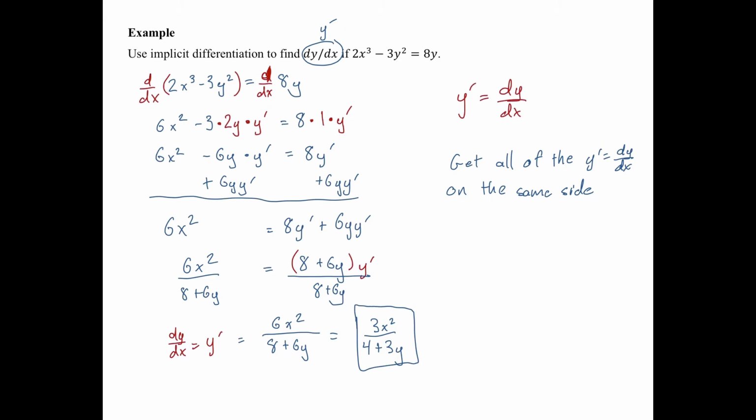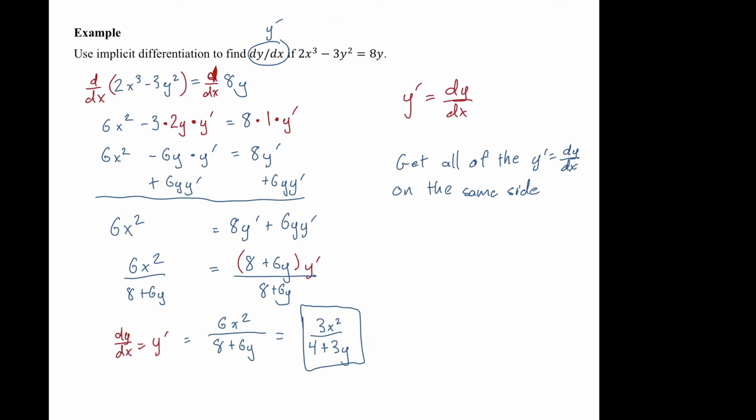So that's how you use implicit differentiation. Let's do a few more examples and just add on to this. But again, remember, y prime and dy dx are the same thing. And whenever you take the derivative of a variable other than the one you're respecting, you're going to have to multiply by y prime or t prime or whatever we're going to be using, as we'll see in a few more examples.